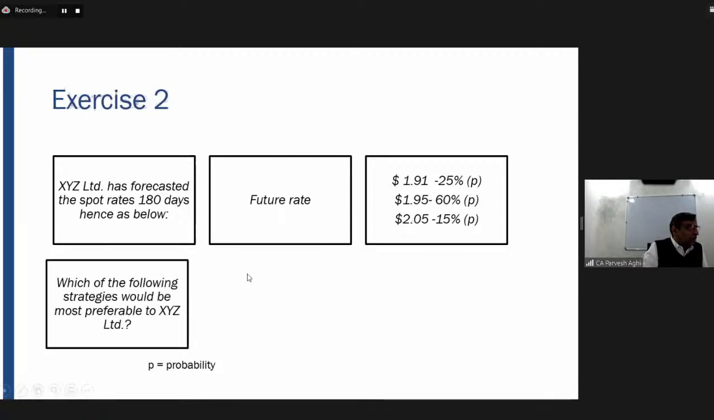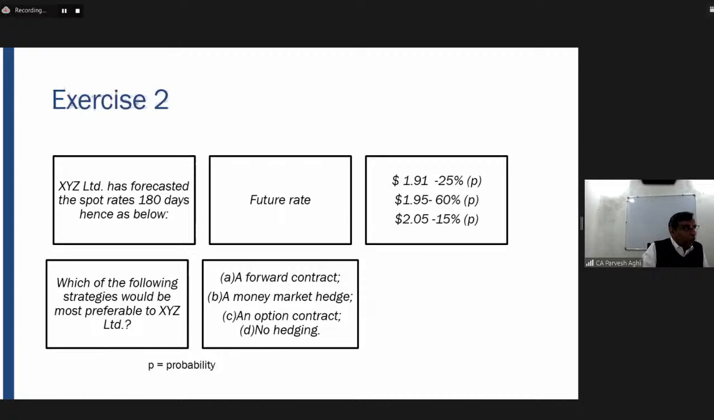Then which of the following strategies would be most preferable to XYZ Limited? A forward contract, so we have the forward rates given to us. A money market hedge, the rates are also given. An option contract. No hedging, because we have the forward rates also. Future rate, expected rate. So we can calculate, if no hedging is done, how much money they are going to pay.